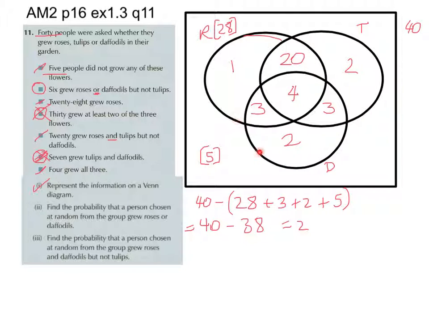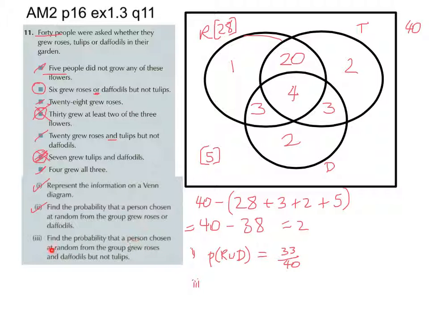Well, I should point out to you, by the way, that we've also got the 2 and the 5 in the 2 sections that aren't covered. So we could just take 7 away from 40 to get our 33 that way. Suffice to say, for part 2, our probability of roses or daffodils is going to be 33 out of 40.